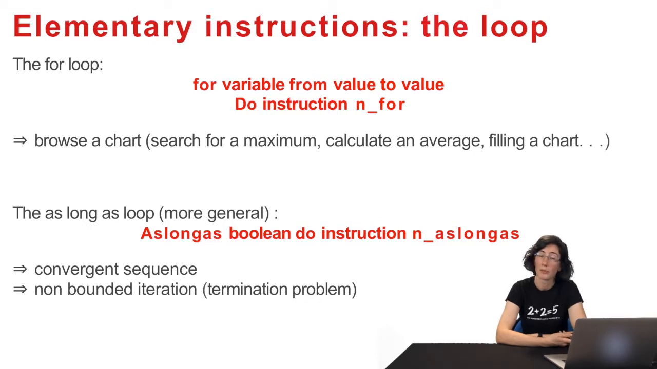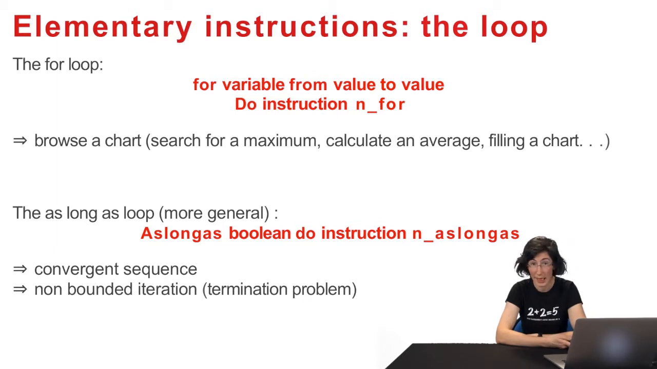The best known loop when talking about charts is the for loop. So for a certain variable iterating from one value to another value, a particular instruction is executed. It can be used to browse through a chart. For example, when looking for the maximum value in a chart, we are going to browse it looking for the highest value. If you want to calculate the average mark, or if you want to fill a chart up to initialize it, you create a for loop.